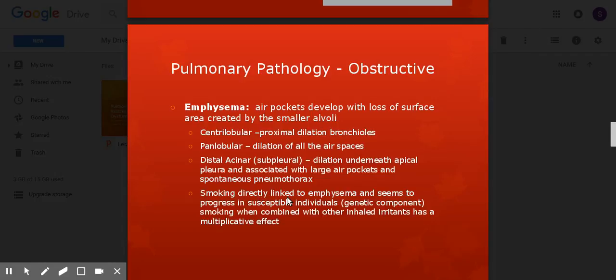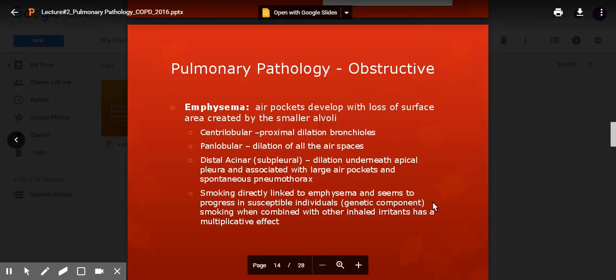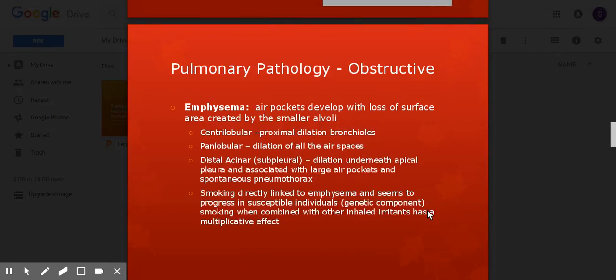Smoking is directly linked to emphysema and its development, and it seems to progress more rapidly in susceptible individuals, which indicates some type of genetic or hereditary component. And this is why you have that person who can smoke until they're 99 and never have any emphysema development, whereas another person develops emphysema and lung tissue changes at a young age.